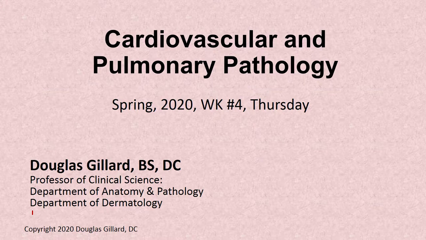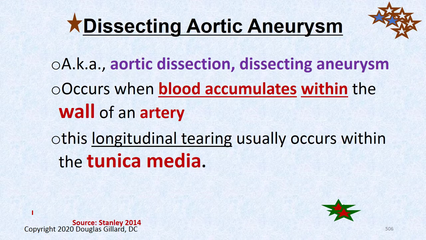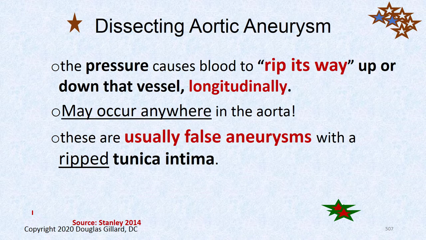It's Thursday. We left off talking about dissecting aneurysms. So let's talk about those, aka aortic dissection, sometimes dissecting aneurysms, dissecting aortic aneurysms, all the same thing. It occurs when blood accumulates within the wall of an artery and then it rips longitudinally downward through the tunica media. It's a really kind of a strange thing. I've got some good pictures, so I won't draw anything.